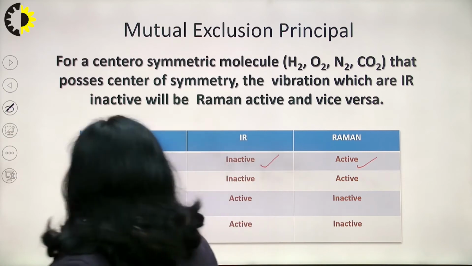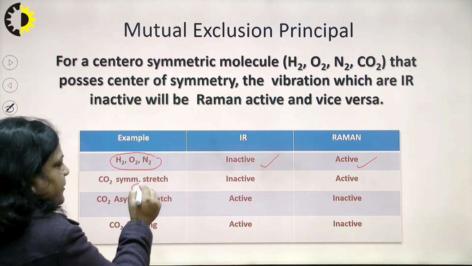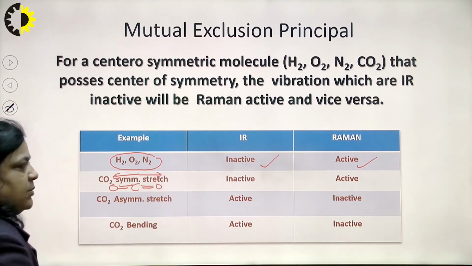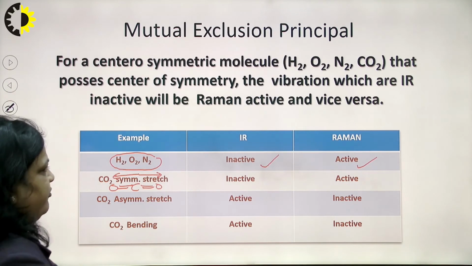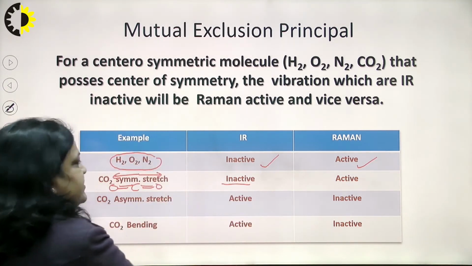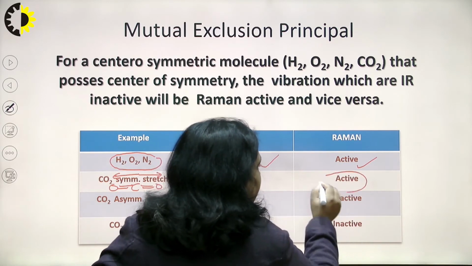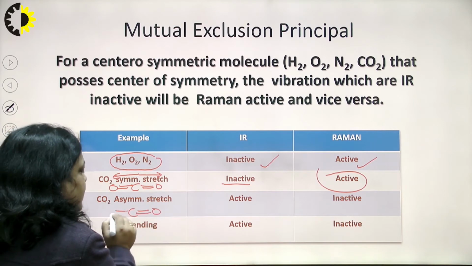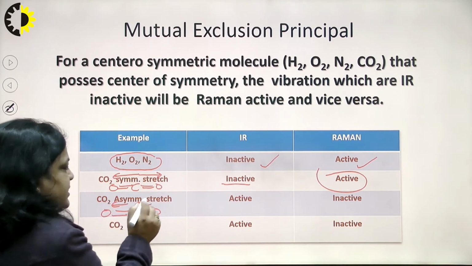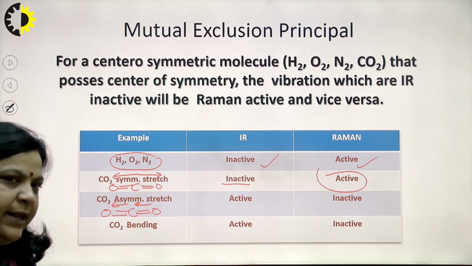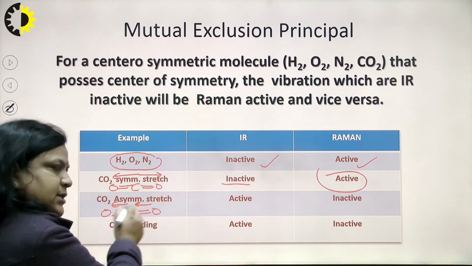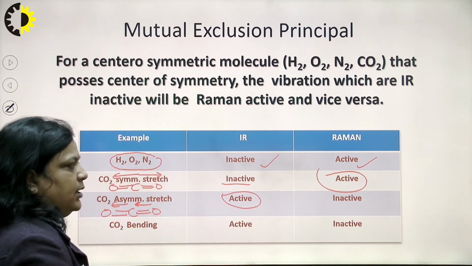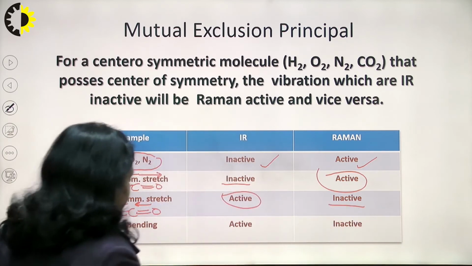If we take the stretching of CO2, in case of CO2, symmetric stretching means the net dipole moment change is 0, so it will be IR inactive, but it has a center of symmetry. So, definitely this stretching will be Raman active. Now, the asymmetric stretching of CO2, in this case, stretching is towards the same direction. So, there is a net change in dipole moment, so this stretching will be IR active. So, automatically it will be Raman inactive.